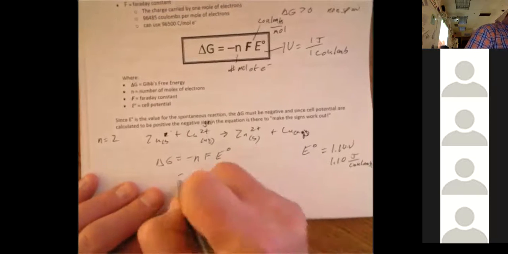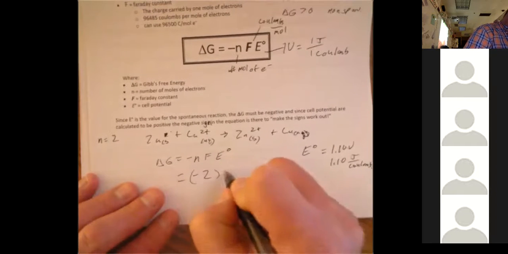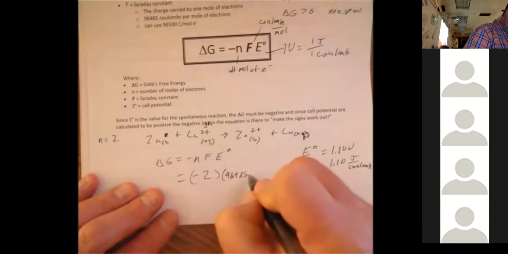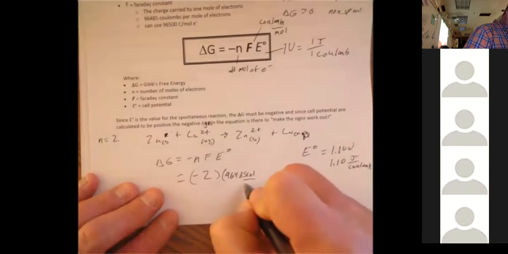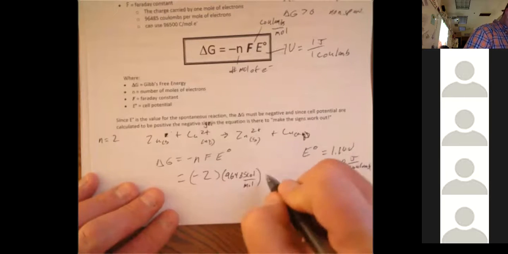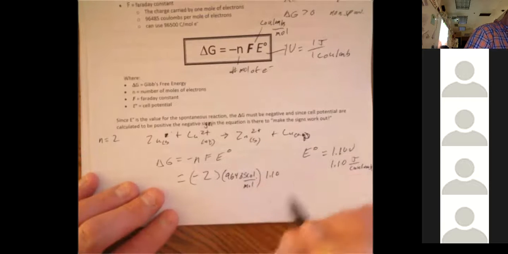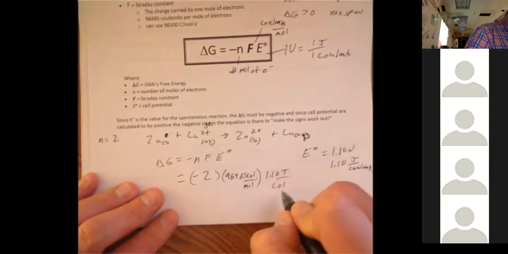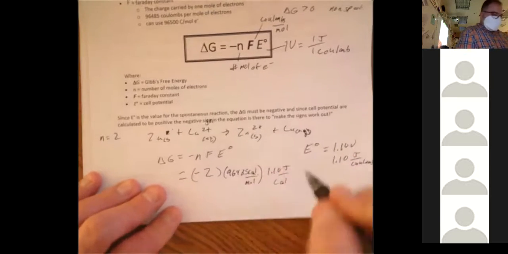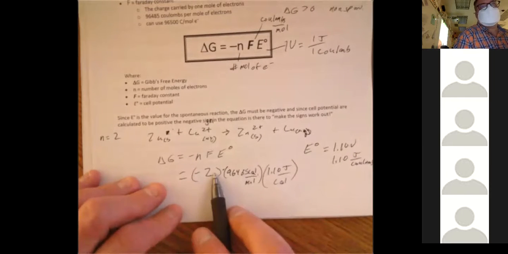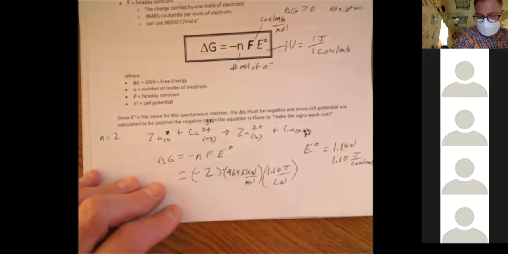So our delta G is equal to -2 times 96485 coulombs per mole, and then 1.10 joules per coulomb. Why doesn't the mole and F cancel out with the number of moles? Oh, here, yeah. Let's use the number of electrons. We don't have an actual unit on that end.